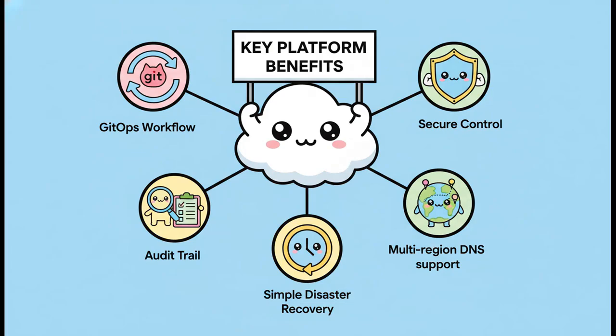And this is why it really matters. You get a full GitOps workflow with pull requests and peer review for every single DNS change. You get a built-in audit trail. Think about disaster recovery. It's not a weekend-long panic anymore. It's just restoring your CRDs from a backup. This even makes complex things like multi-region DNS way easier to handle, all while keeping the communication totally secure.